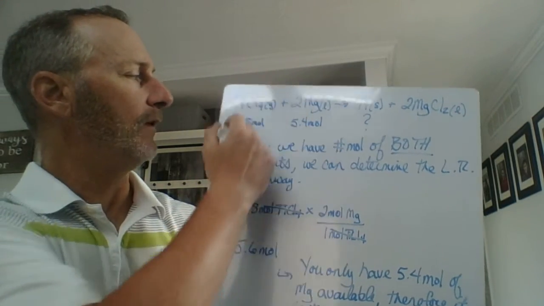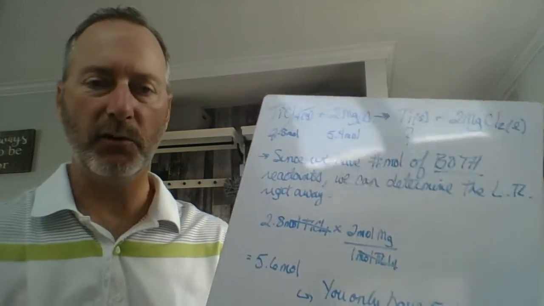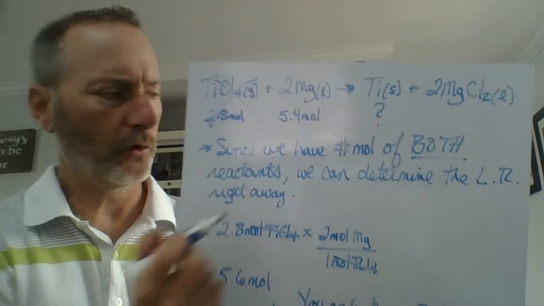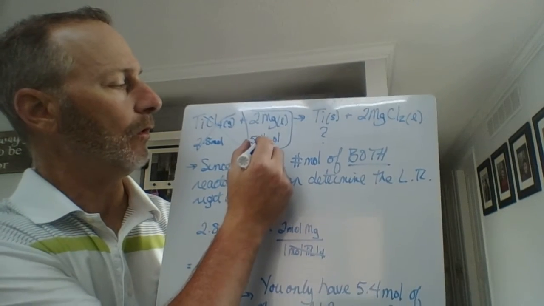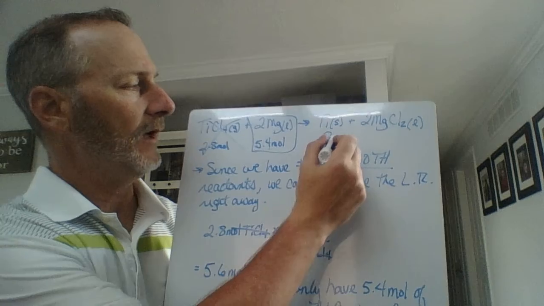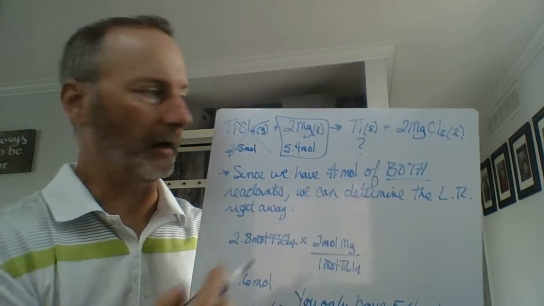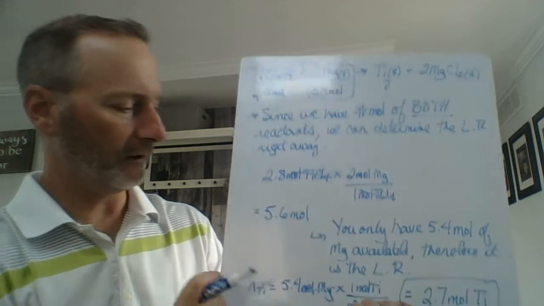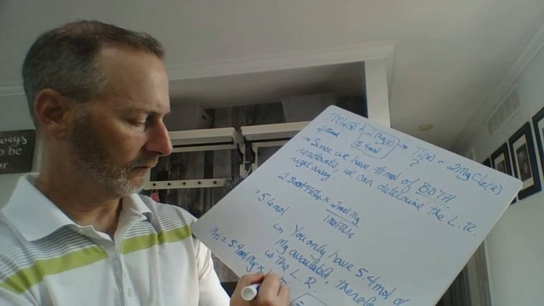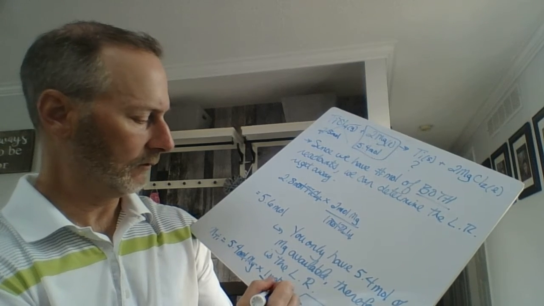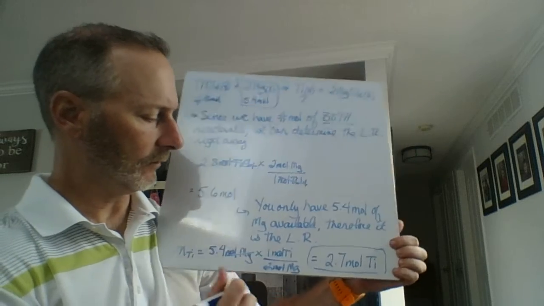Okay, so now we know this is the limiting reagent, which means that's the one we're going to work with. Now we don't worry about this guy at all. We're going to worry about this number right here. So now we're going to say, if you have this many moles of magnesium, how many moles of titanium can you make? Same thing, 2-to-1 ratio. Oops, sorry, I rubbed some of it out. This says 2 moles of magnesium down here.